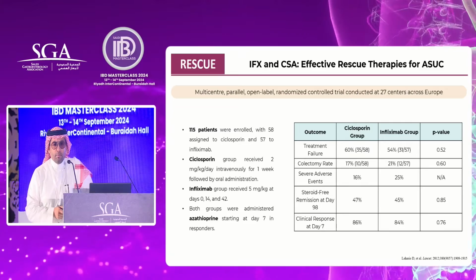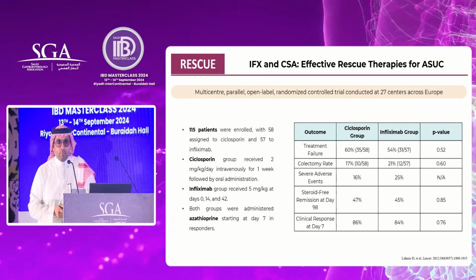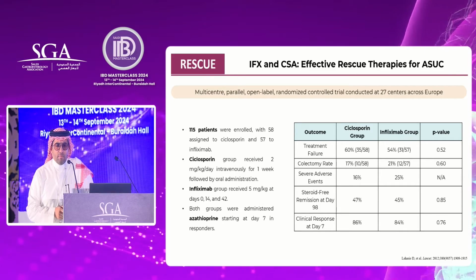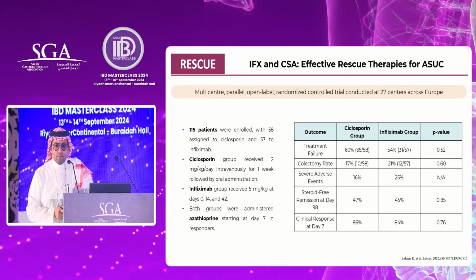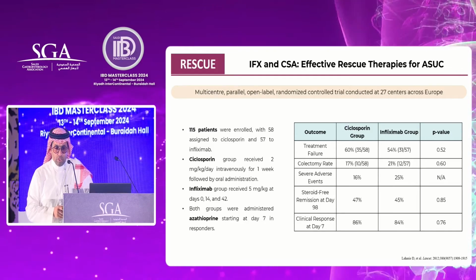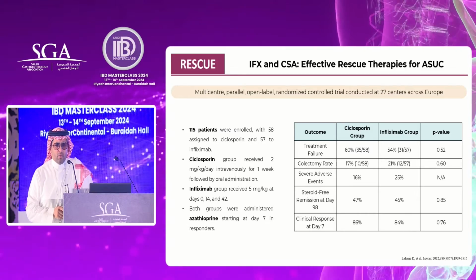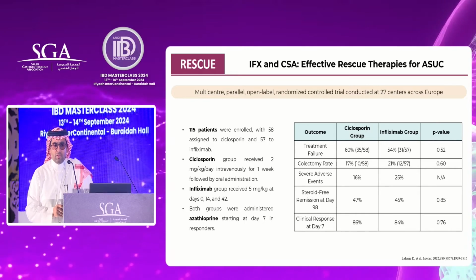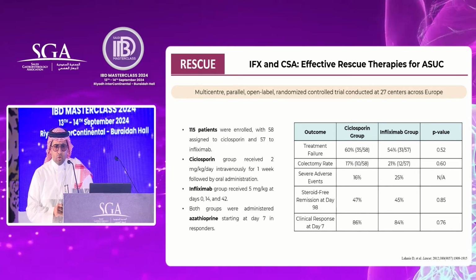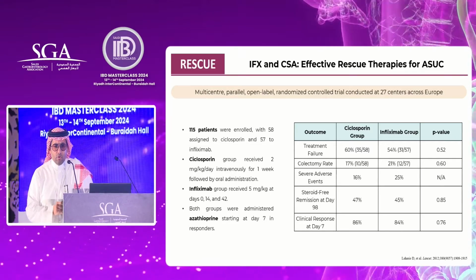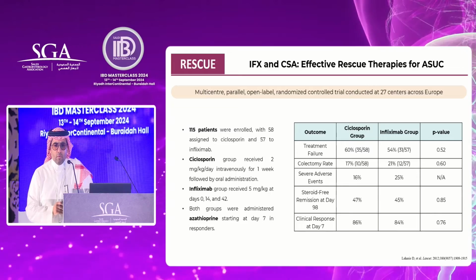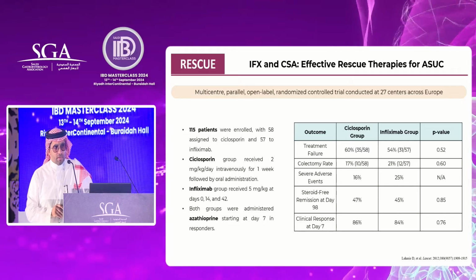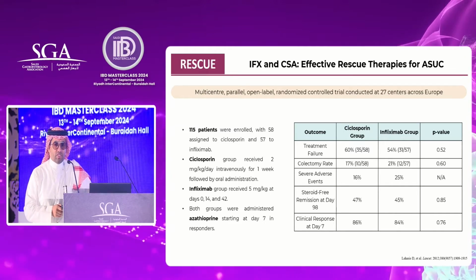So there are two main important medications for rescue therapy, infliximab and cyclosporin. We know that infliximab and cyclosporin are both effective in the treatment of steroid-refractory acute severe UC. This study showed that around 115 patients, comparing infliximab versus cyclosporin, in terms of treatment failure, colectomy rate, severe adverse events, steroid-free remission, and clinical response, there was no difference between the two medications. So those two medications are effective treatments for rescue therapy with the same efficacy.